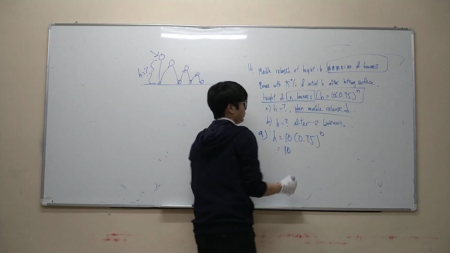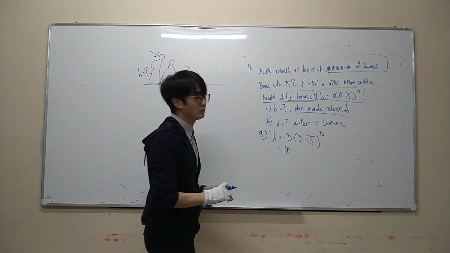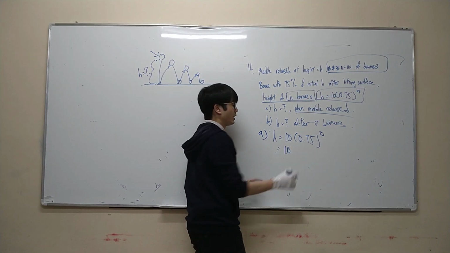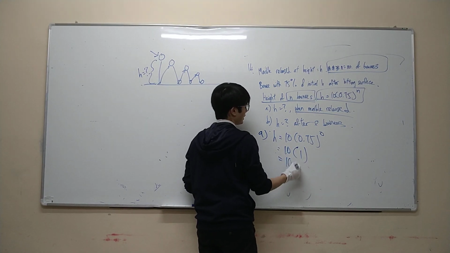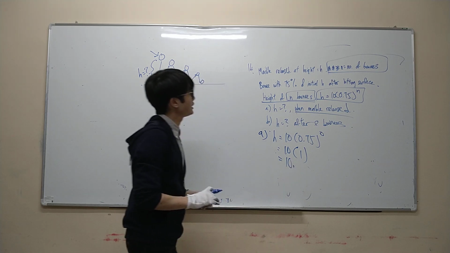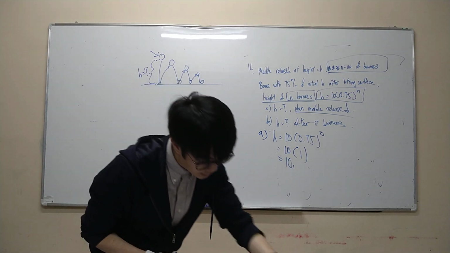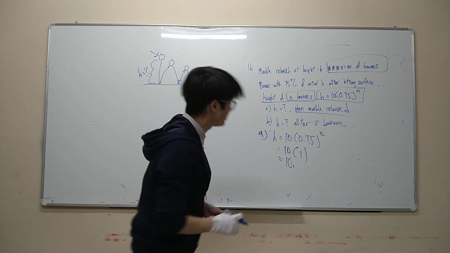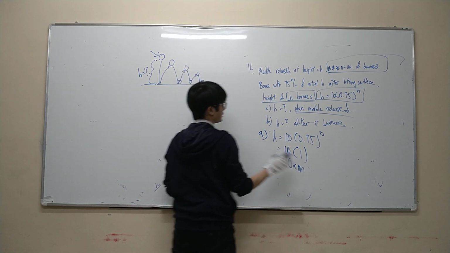So it will be 10. What is 0.75 power 0? Anything power 0 is 1. So here will be 1. So the answer is 10 meter. Is it meter or centimeter? Let's look at the question. It's centimeter. So here.